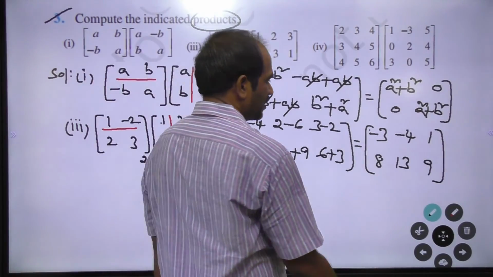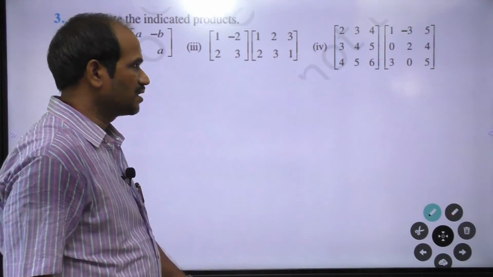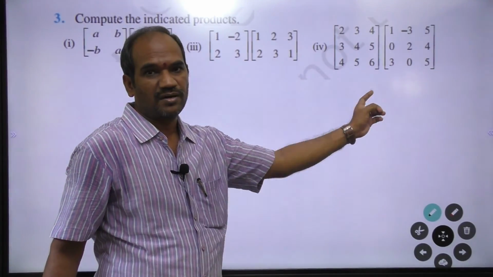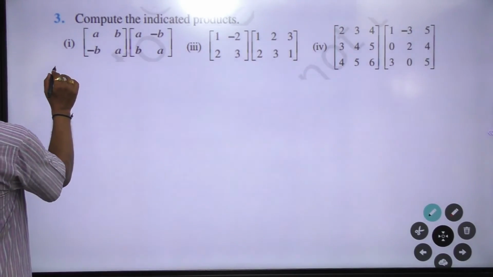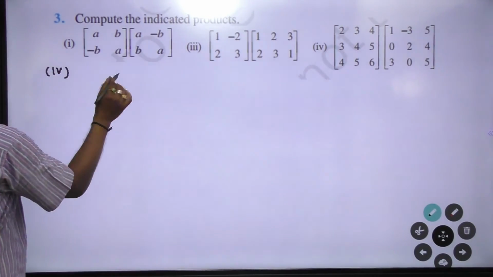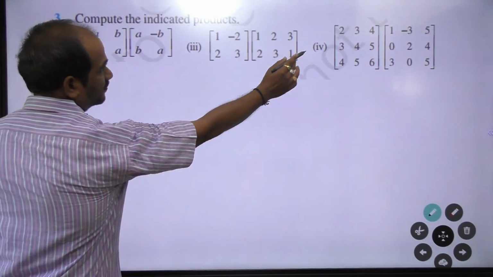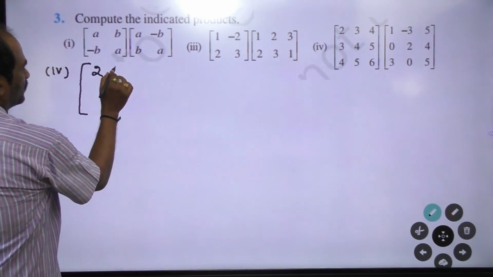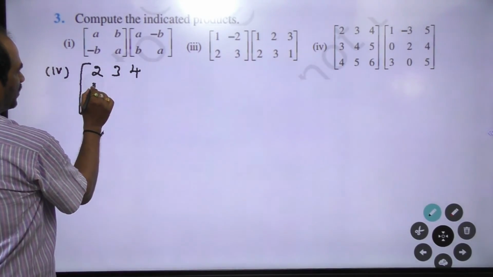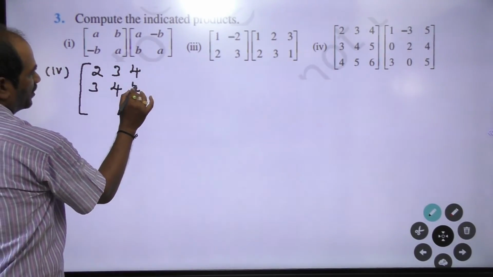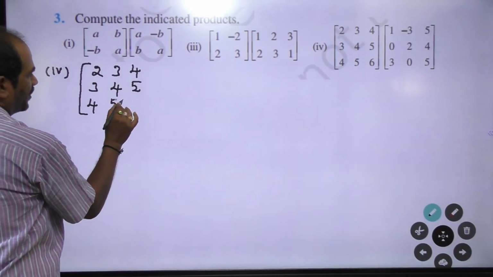Right, next, this third one. This is 3 by 3 matrices, multiply 3 by 3 matrices. Take the first one: 2 3 4, next one 3 4 5, here 3, here 4, here 5. Next value 4 5 6, here 4, here 5, here 6.